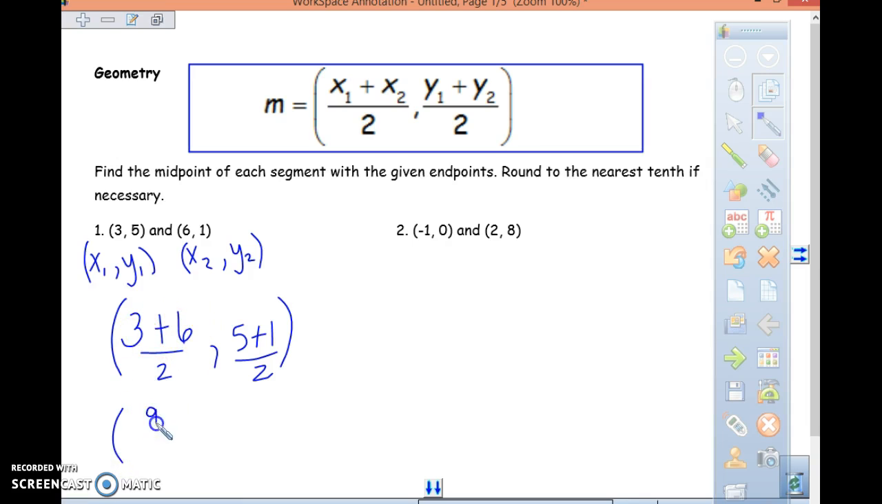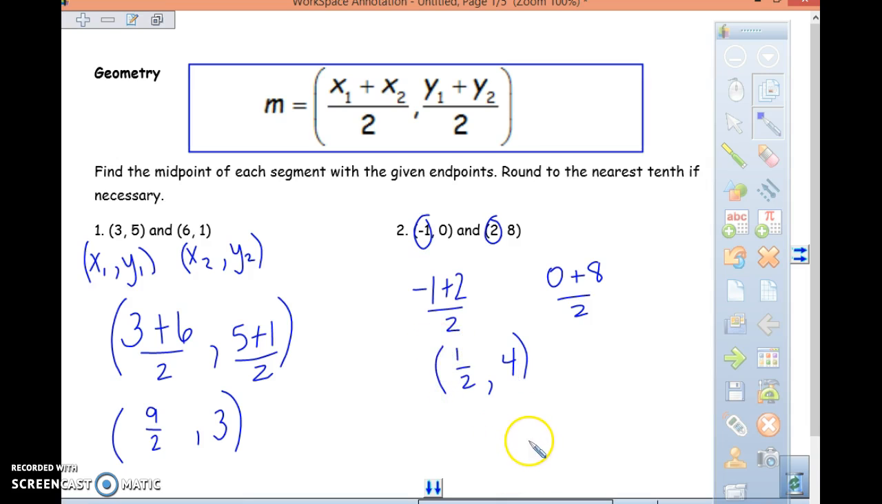6 plus 3 is 9 halves. 6 over 2 gives us 3. The second question, we're going to average our x's together. We're going to average our y's together. Simplify. We get 1 half and 4. Finding the midpoint is finding the average of the x's and the average of the y's. And this new ordered pair will give you the midpoint between a set of ordered pairs.